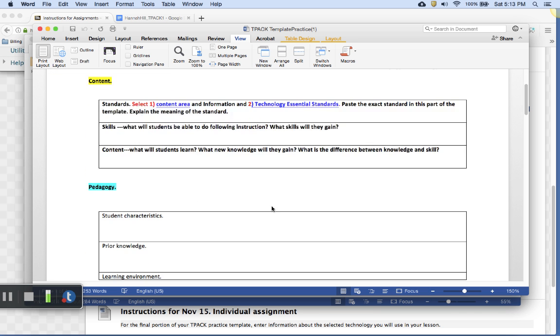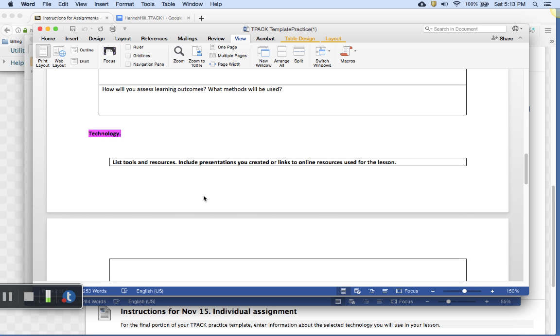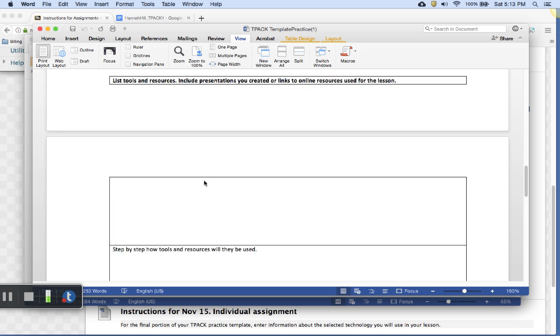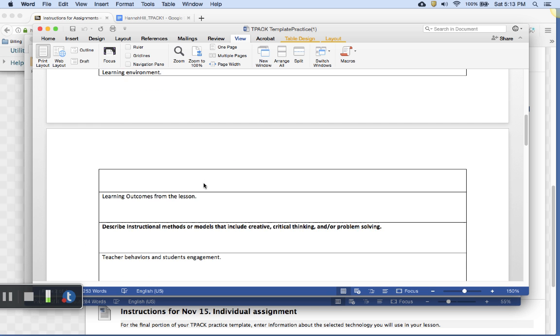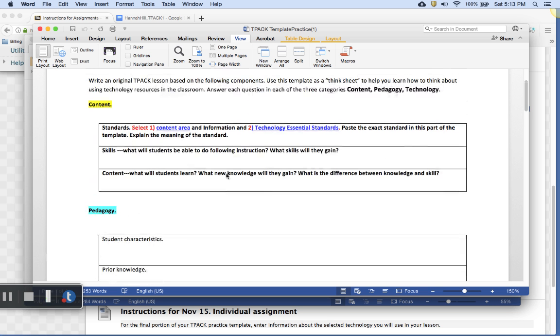You'll see it's got content, pedagogy, and technology. The technology section is not due until next week. We'll have the lecture on this next week. You may complete both sections if you would like, and if you think you can read ahead and do this on your own through the readings. But what you'll be graded on for next week is the pedagogy section. So let's look at what's required.